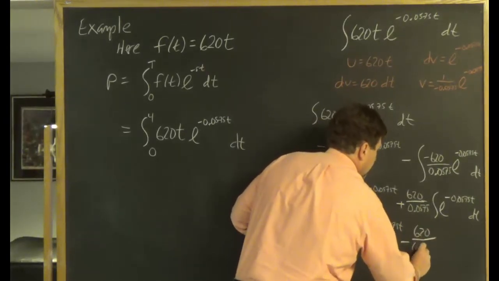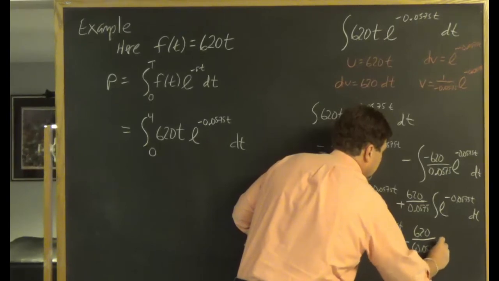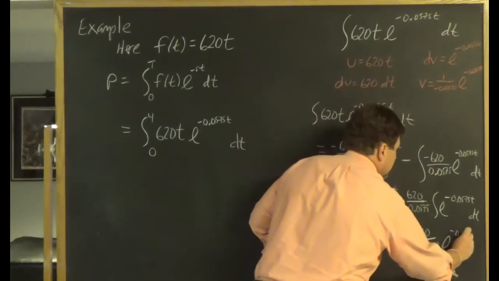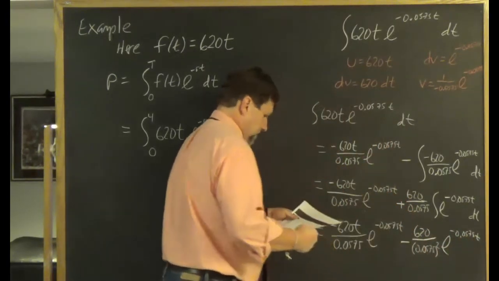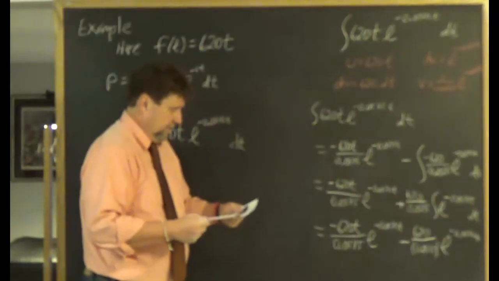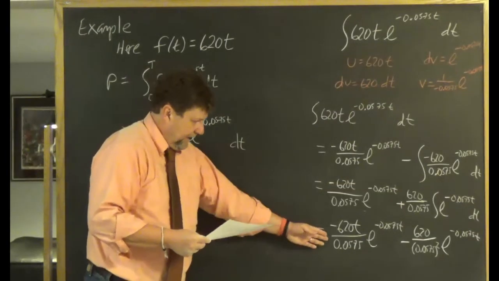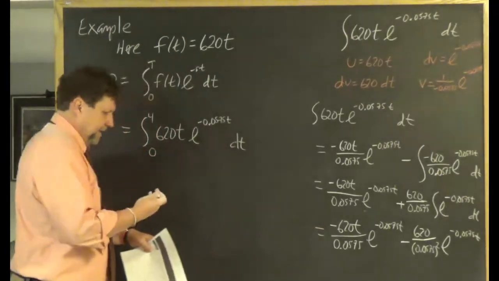620. And then I'm going to write that as 0.0575 quantity squared e to the negative 0.0575t. So there's my antiderivative. Let me bring the antiderivative over here. Yeah, I know, it looks like a mess.